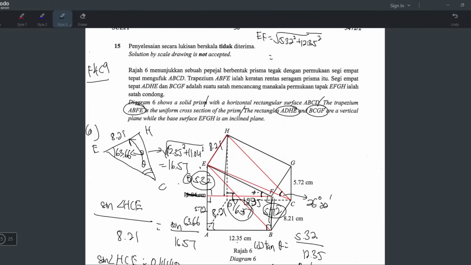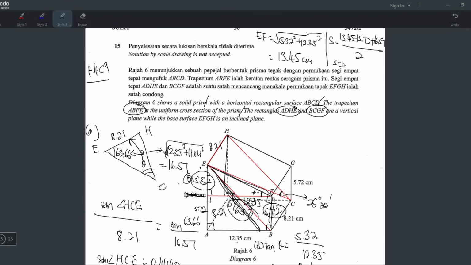Okay, let's press the calculator. Let's see what we got here. Plus 12.35 square root. My calculator gives me 13.447, so 13.45. So that is the length of EF. Now I can find my S already, right? So my S will be A plus B plus C over 2, which is 13.45, which is this side, plus this side, which is 5.72, and then plus the last side, which I already know is 16.57. And then divide by 2.